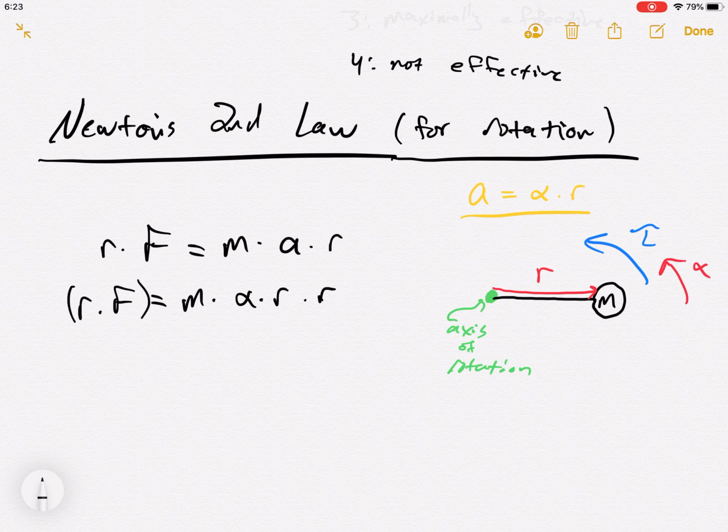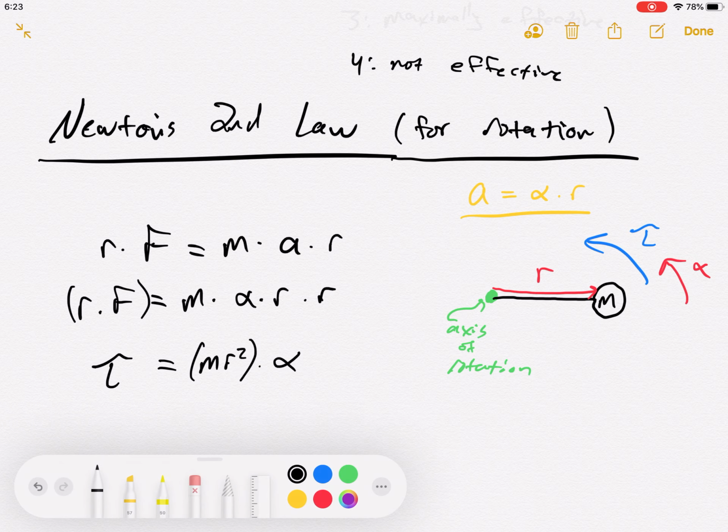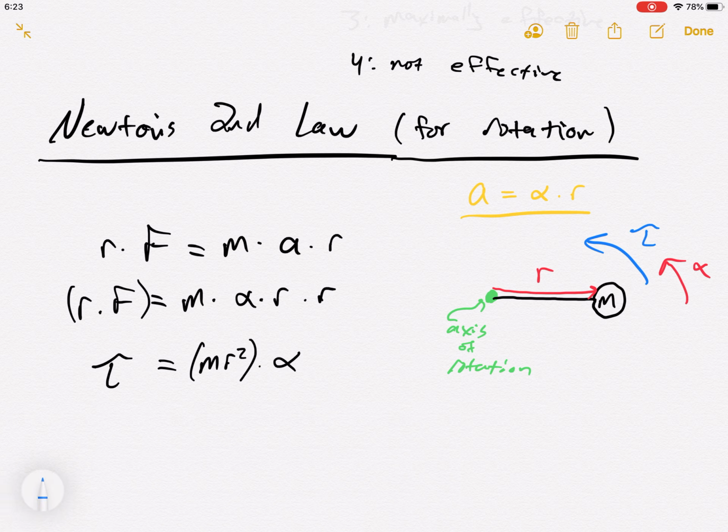So again, r times F is tau, and alpha is angular acceleration. And what I have left here is mr squared, which is really interesting. mr squared. So let's define that mr squared as, let's say this. This looks very much like Newton's second law for linear motion, right? F equals ma. But now we have tau equals something times alpha.